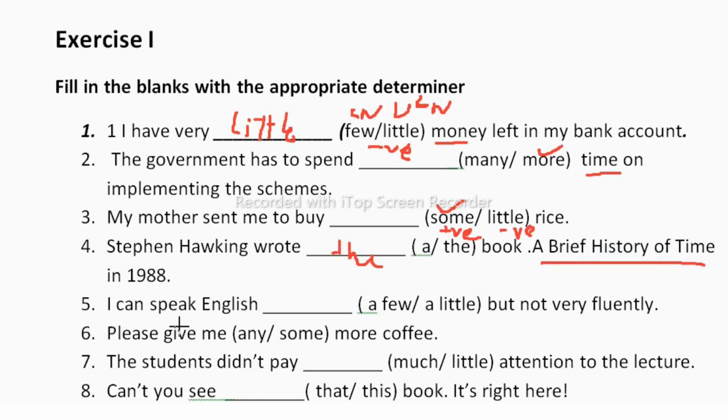Next one: I can speak English but not very fluently. A few or a little, which is it? Both of these terms show a positive statement, which means something. But a few we use with countable nouns, and a little we use with uncountable nouns. Here, students, English is a subject, and we cannot count a subject. English is uncountable. So: I can speak English a little but not very fluently.